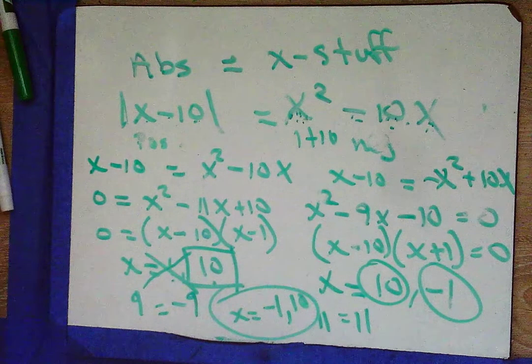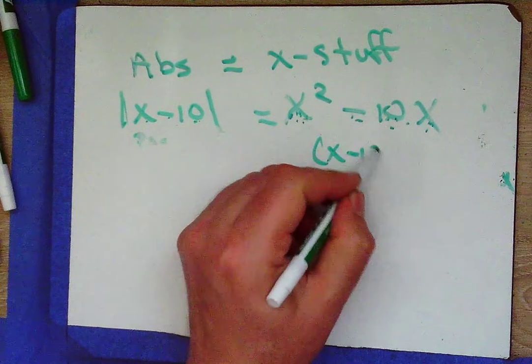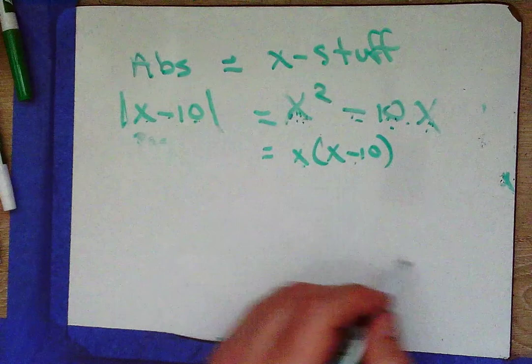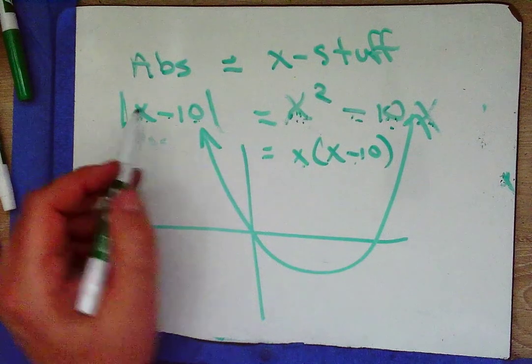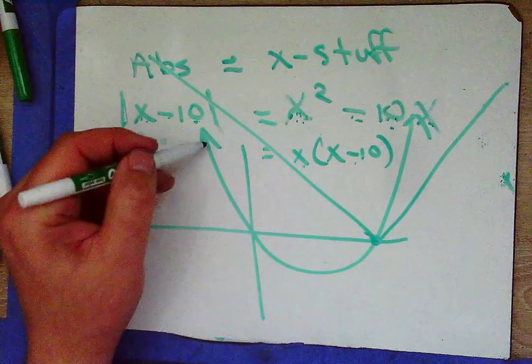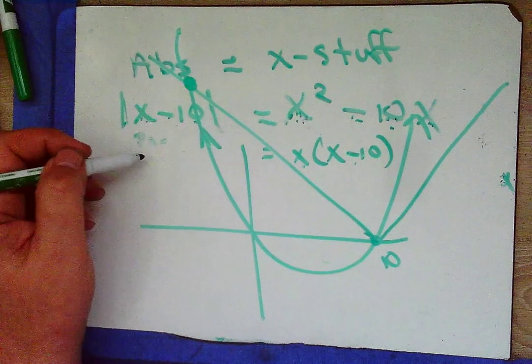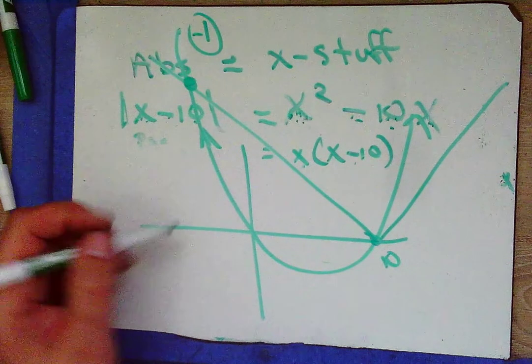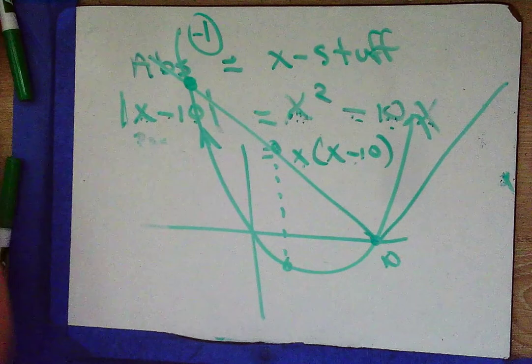Great. Now, let's think about this graphically for a minute. This is an up-pointing parabola with x-intercepts at 0 and 10. And this is the absolute value of x graph shifted right 10. So, how many points of intersection? One here at 10, and this other one here in negative land. And we found that that was negative 1. A positive 1, do the two curves intersect? Nope. So whenever absolute value equals x stuff, that's when you have a must-check situation.